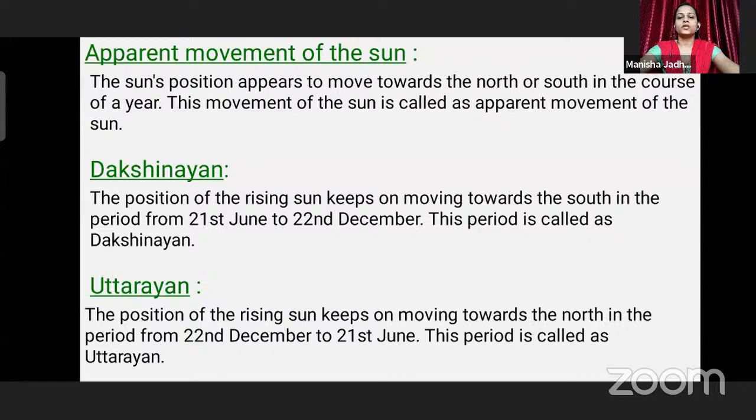And next we have seen Uttarayan. Means what? The position of the rising sun keeps moving towards the north in the period from 22nd December to 21st June. This period is called Uttarayan. So this Dakshinayan and Uttarayan we will see in the next slide. We will see the figure.